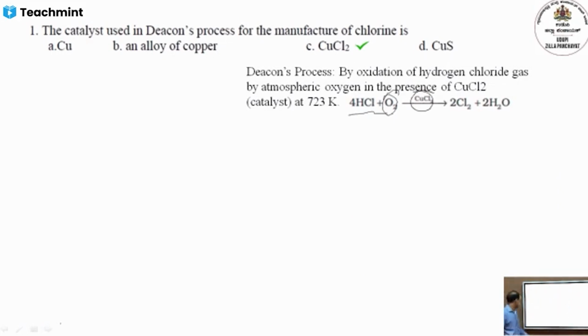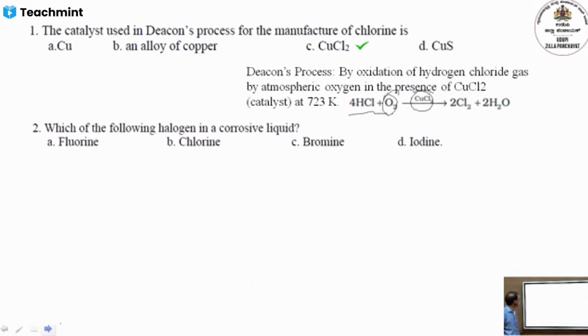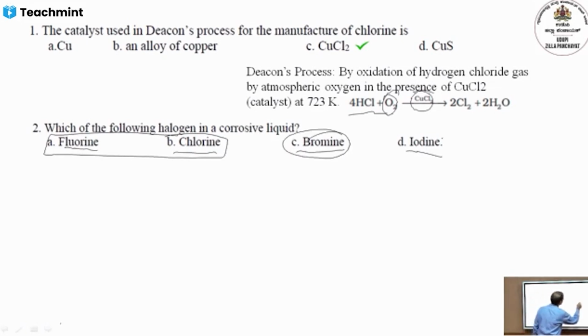And the next one is, which of the following halogens is a corrosive liquid? Fluorine, chlorine, bromine, iodine. Fluorine and chlorine, the first two members of the halogen family, are gases, we know that. And bromine is a liquid, iodine is a solid. Bromine is corrosive in nature, and the question is that it's a liquid, and therefore bromine is the answer.